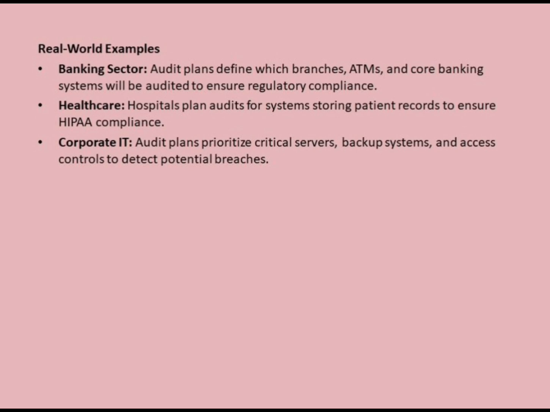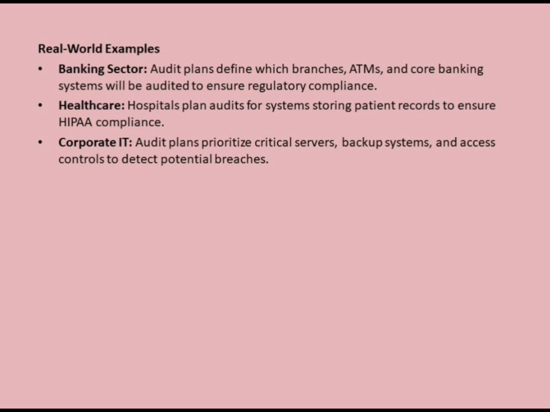1. Banking sector. Banks have multiple branches, ATMs, online banking systems, and core servers. During audit planning, auditors define which branches, ATMs, and core banking systems will be reviewed. This ensures that critical systems handling financial transactions are secure and compliant with regulations like PCI DSS. Example, the audit plan may prioritize reviewing the transaction logs of ATMs that handle large volumes of cash, while lower-risk branches may be scheduled for later review.